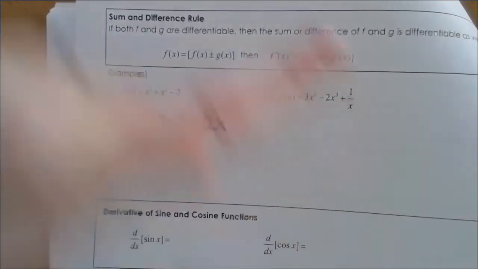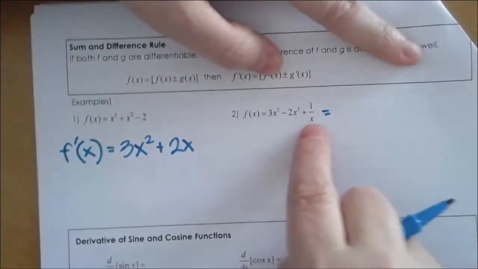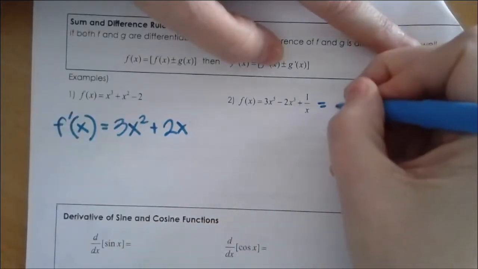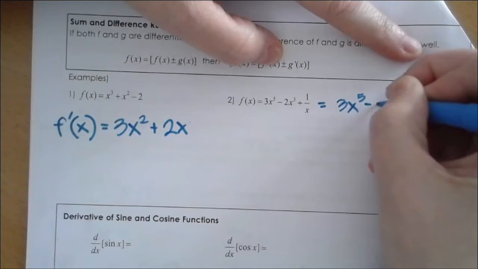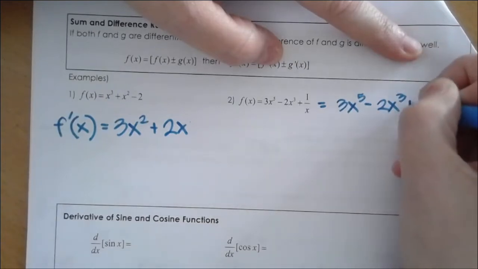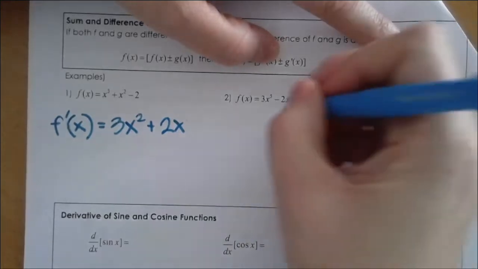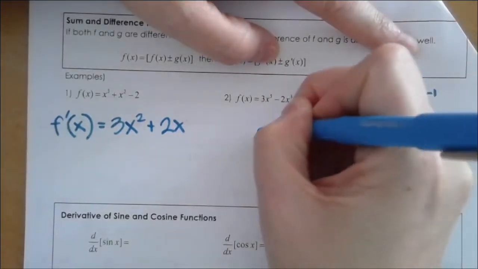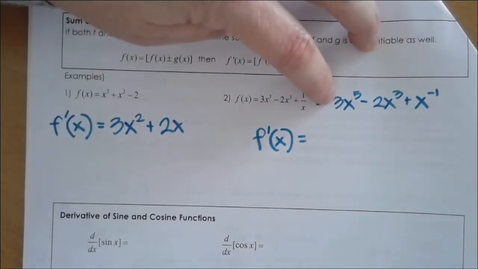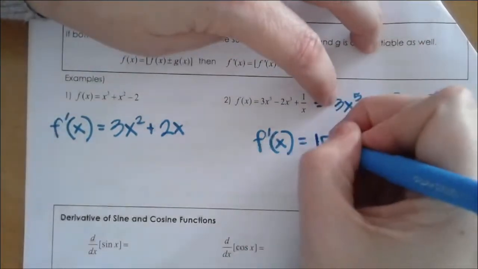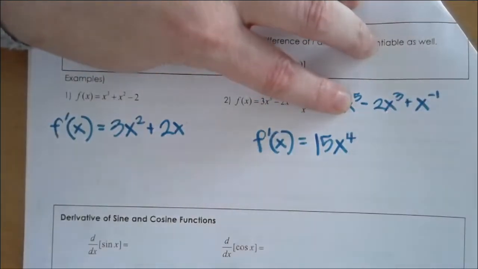Looking at this one right here, I do want to rewrite before I get started because I don't want this in the denominator. I want to see what its power is with everything on top. So 3x to the 5th minus 2x to the 3rd plus x to the power of negative 1. Now that I have this, I can do my derivative of each individual. Well, 5 is going to jump in front. 3 times 5, that's 15. Now bring the power down by 1, so it's x to the 4th.